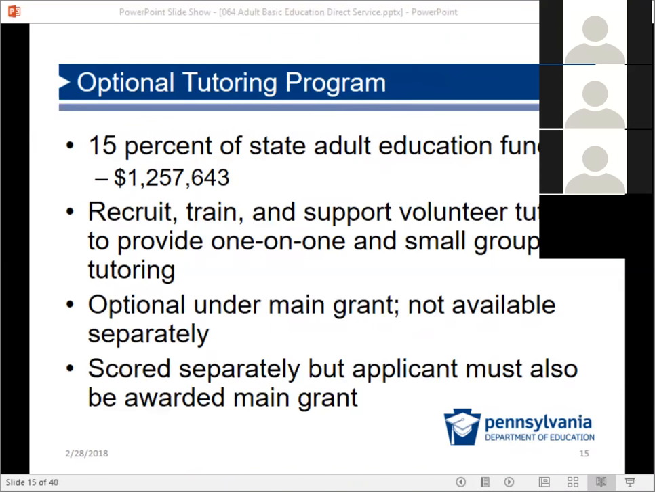The Division of Adult Education recognizes that not all eligible providers of adult basic education have the capacity to use 20% of the state grant funds to support a tutoring program. Therefore, the division is reserving 15% of the state allocation for a sub-competition for optional tutoring program funds within the main Adult Basic Education Direct Service 064 competition. The remaining 5% of the mandated 20% must be used by successful Adult Basic Education Direct Service grant recipients to support volunteer classroom aides as described earlier.